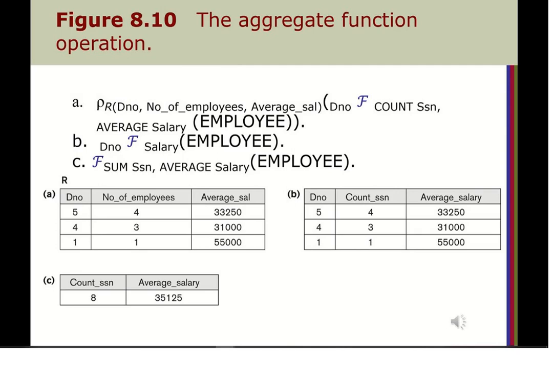Figure 8.10 is an example of the aggregate function operations. A is to find the number of employees and the average salary grouped by department. The operation B produces the same result as A. C is to find the total number and the average salary of all employees.